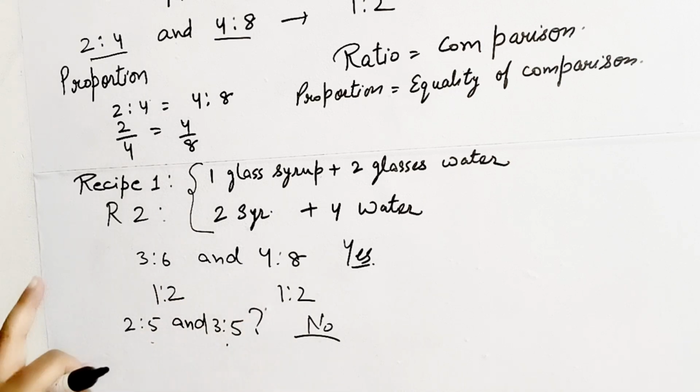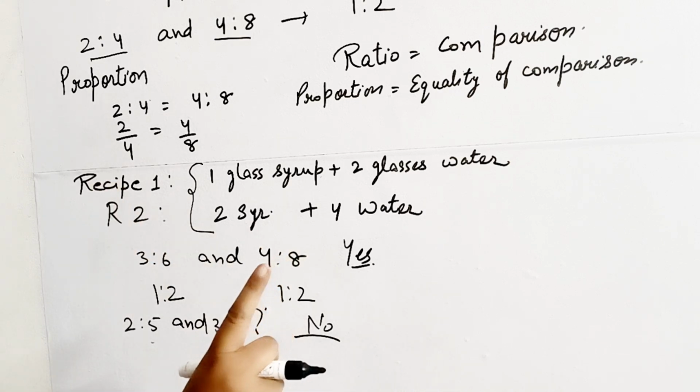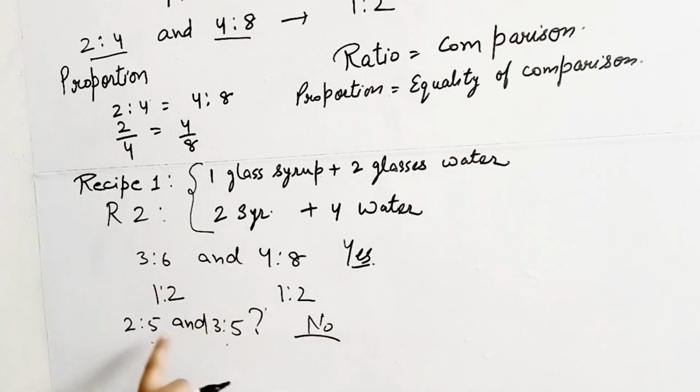So remember, a ratio uses one comparison, a proportion compares two ratios. And that's the difference between ratio and proportion. Ratio compares and proportion proves equality.